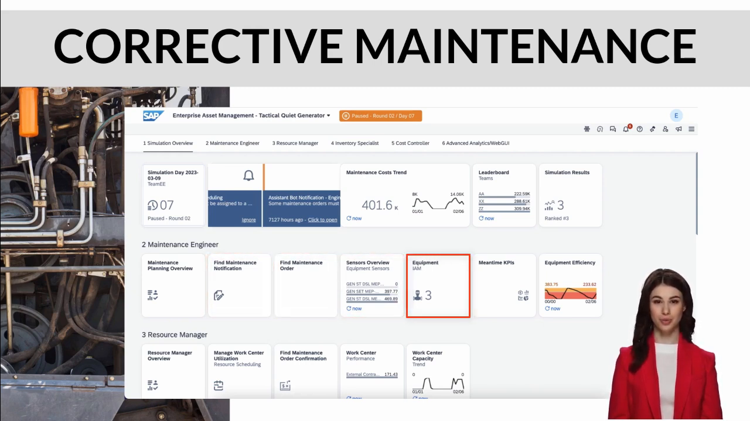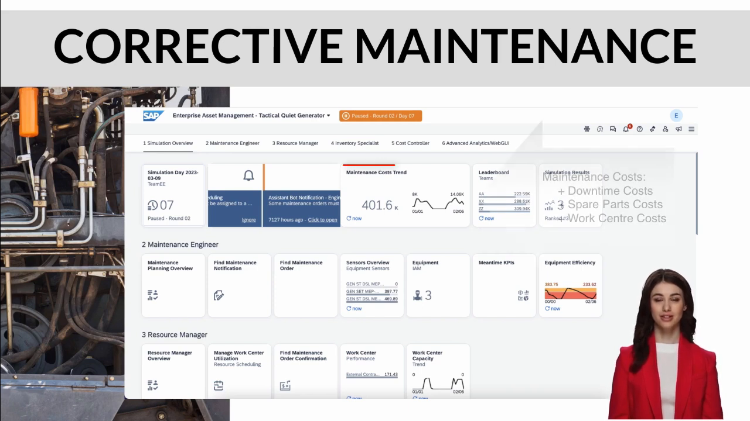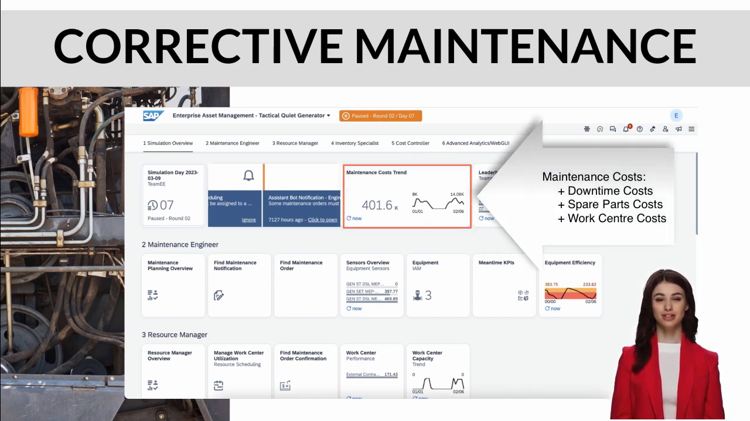Your mission over the course of the simulation is to ensure that your generators remain functional at all times, maximize uptime, and minimize downtime, and to limit your maintenance costs. The longer your generators remain broken, the higher the downtime costs.